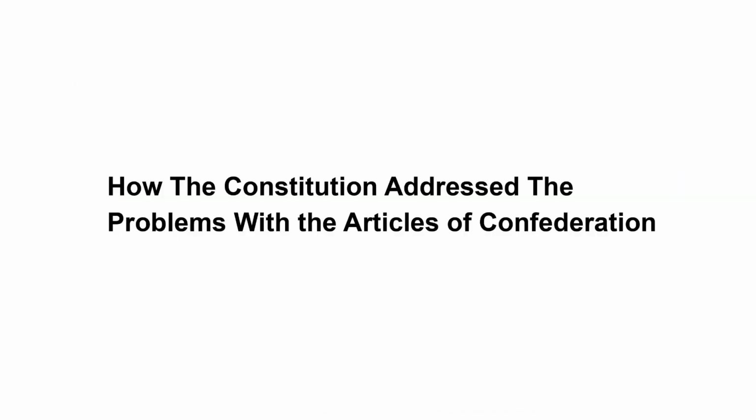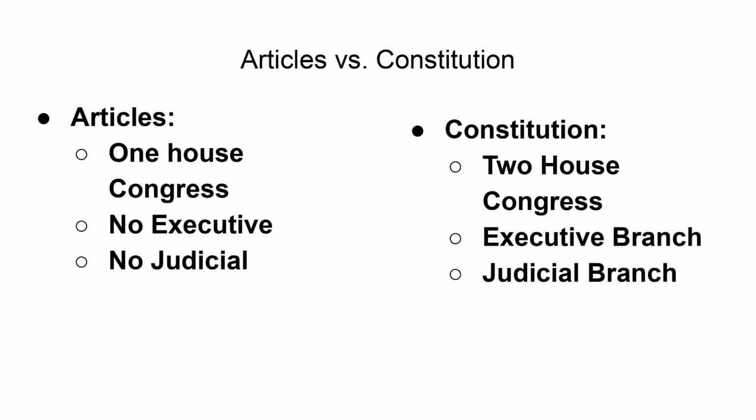How the Constitution addressed the problems with the Articles of Confederation. The Constitution differed from the Articles of Confederation in how much power the federal government had and how that government was structured. The government under the Articles of Confederation consisted of only one body of representatives, but the Constitution split the federal government into 3 branches: legislative, executive, and judicial.